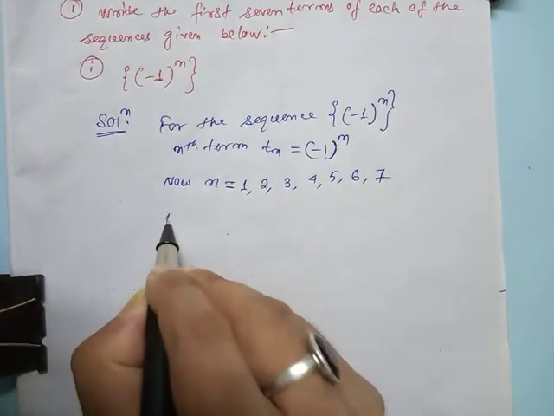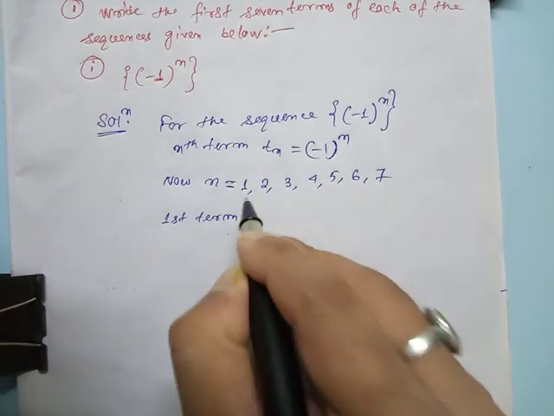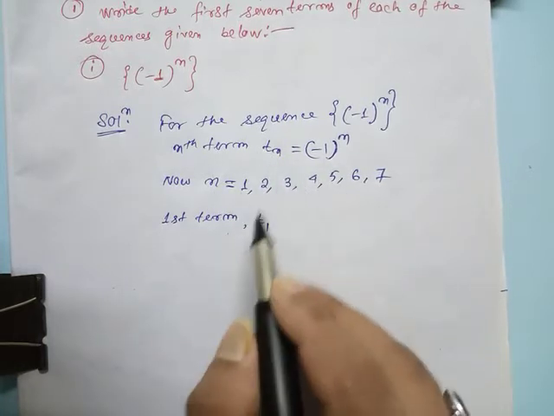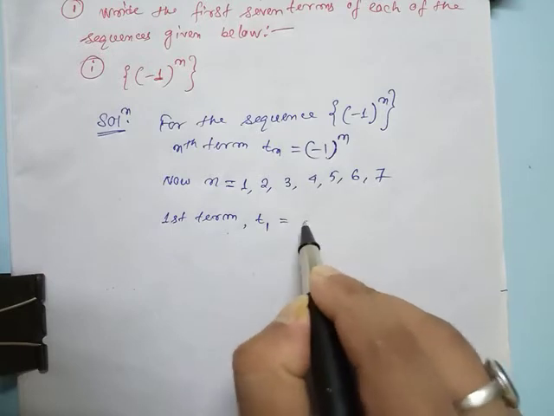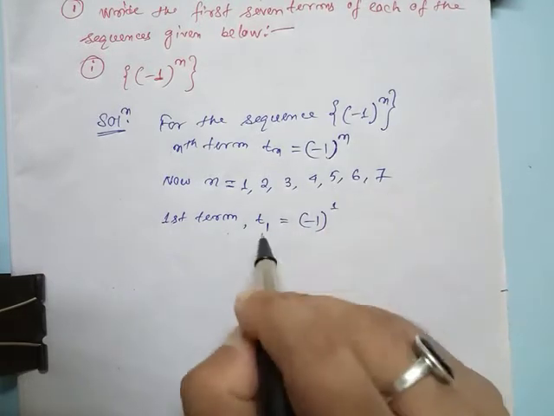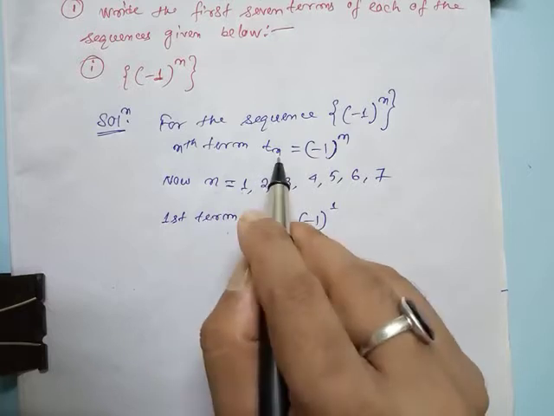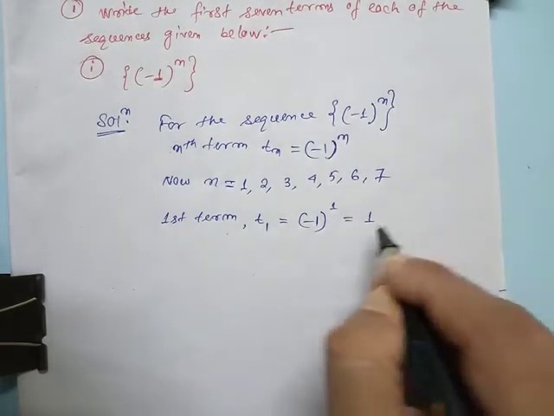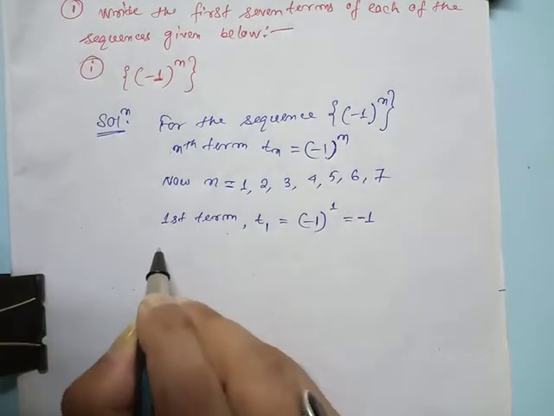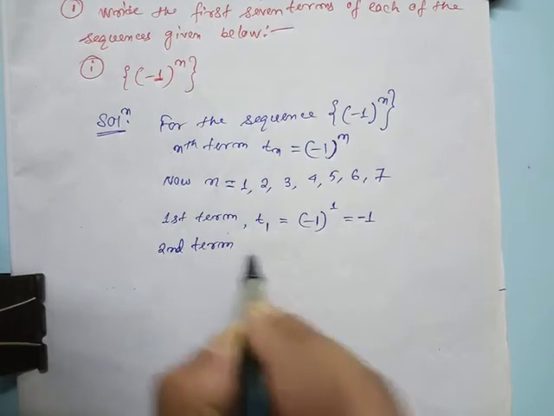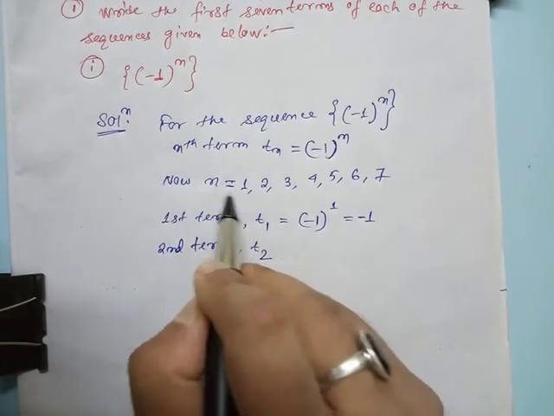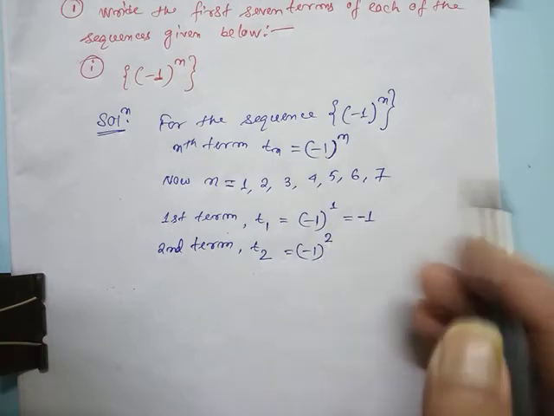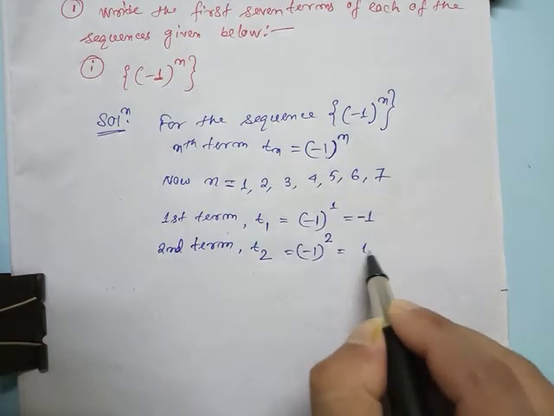Now students, let's start. First term means n is 1. Here I will write t1. N is 1, that's why I have written t1. Now what is the answer here? (-1) to the power 1. If I write the value of n as 1 here, then (-1)^1, the answer is minus 1. Next is the second term, t2. Second term means n is equal to 2. Here (-1), the value of n is 2. Now here it would be plus 1.